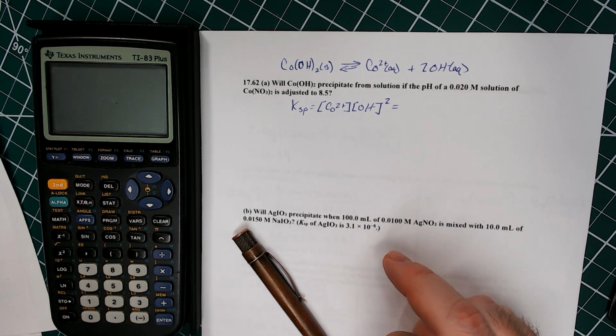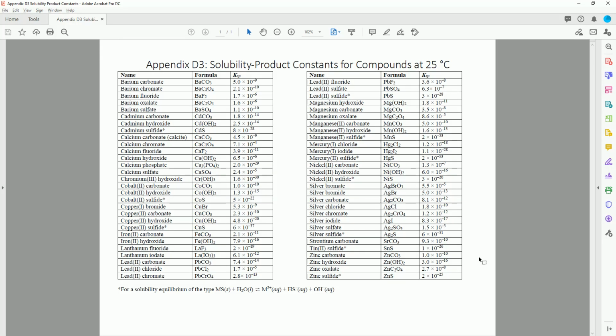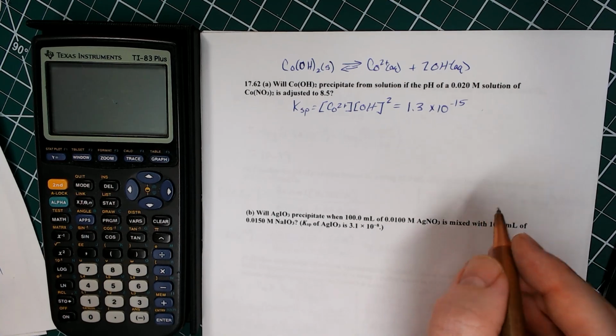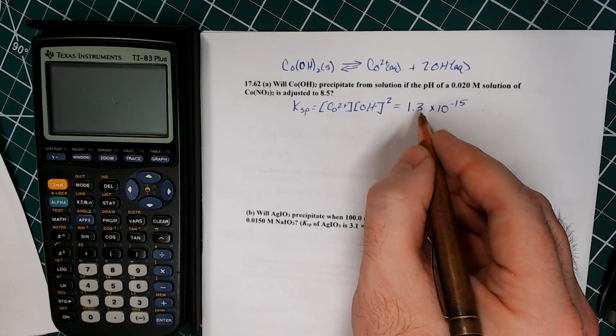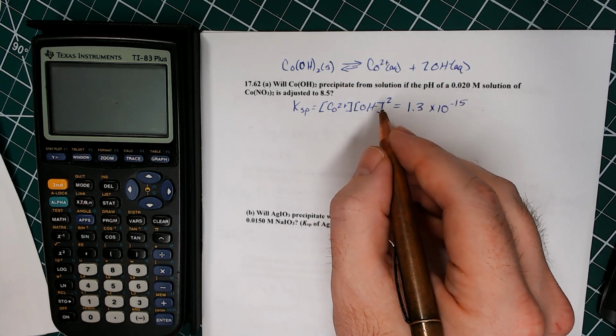All right, and we need to look at our KSP table, Appendix D. So I'm going to go back over here and we'll look at cobalt. So 1.3 times 10 to the negative 15. I'll go ahead and write that down. Okay, so there is our KSP, our value and our expression.